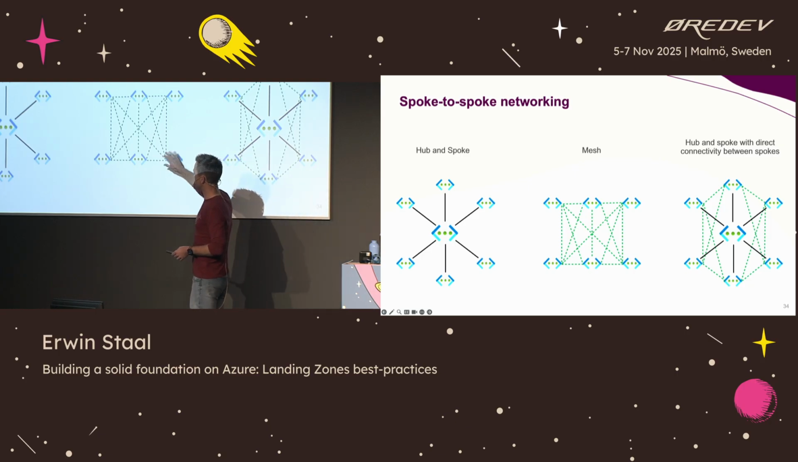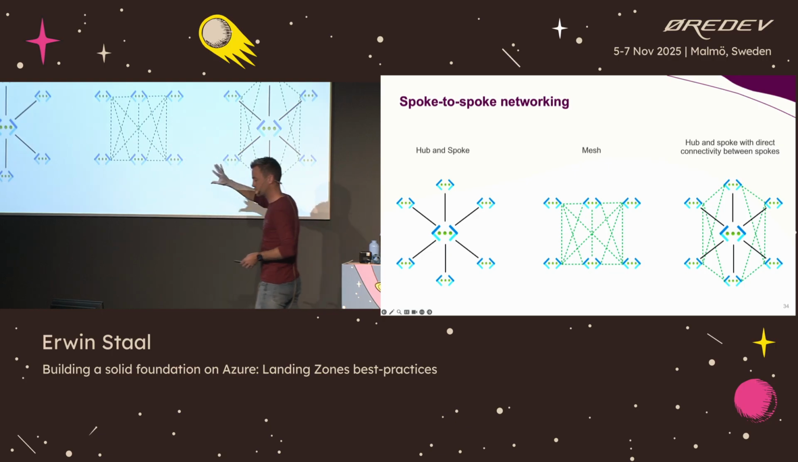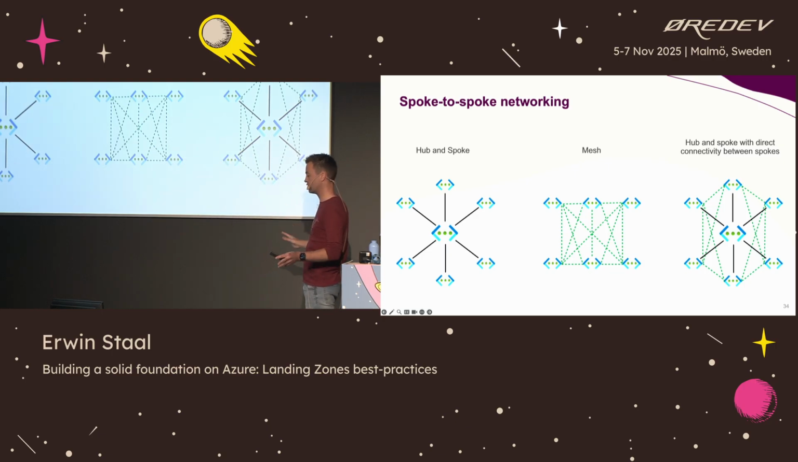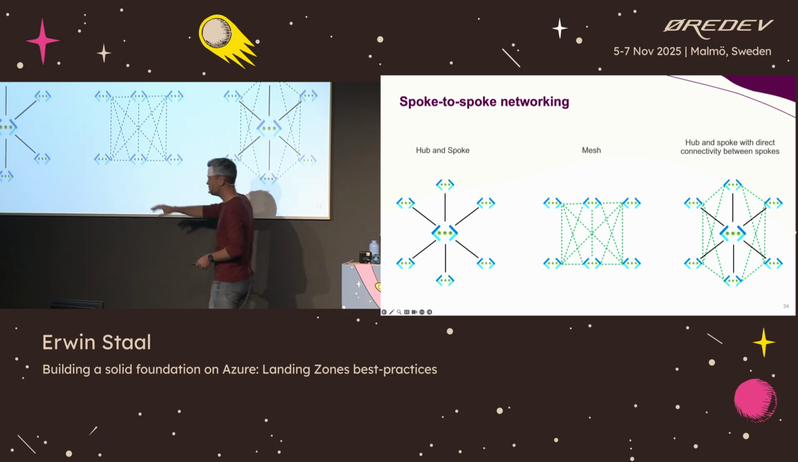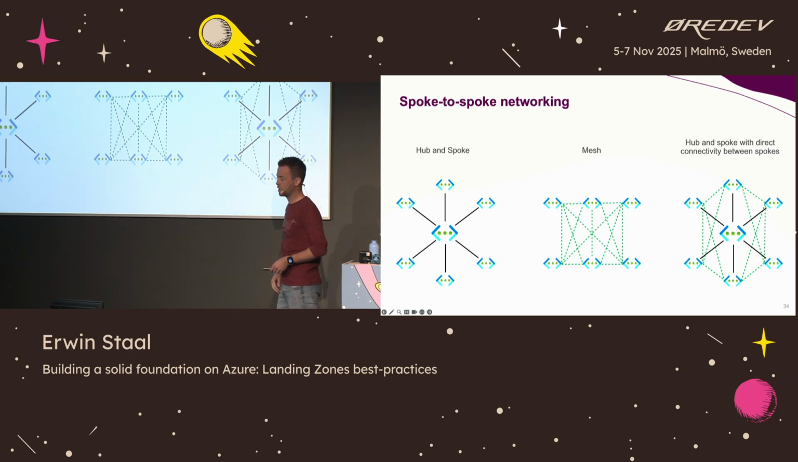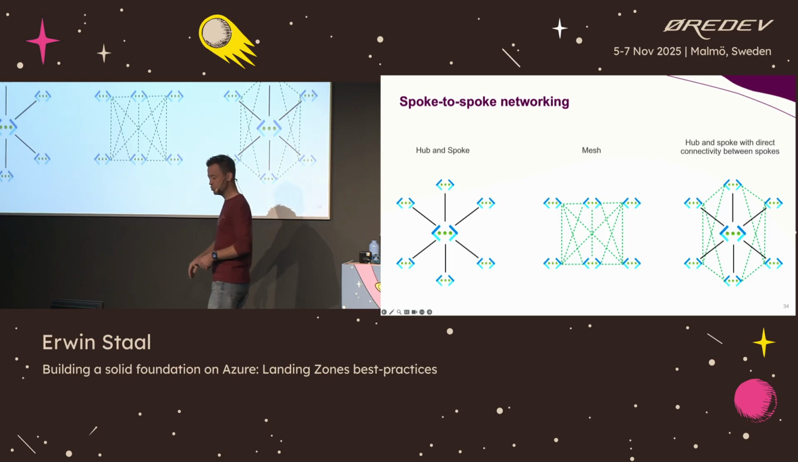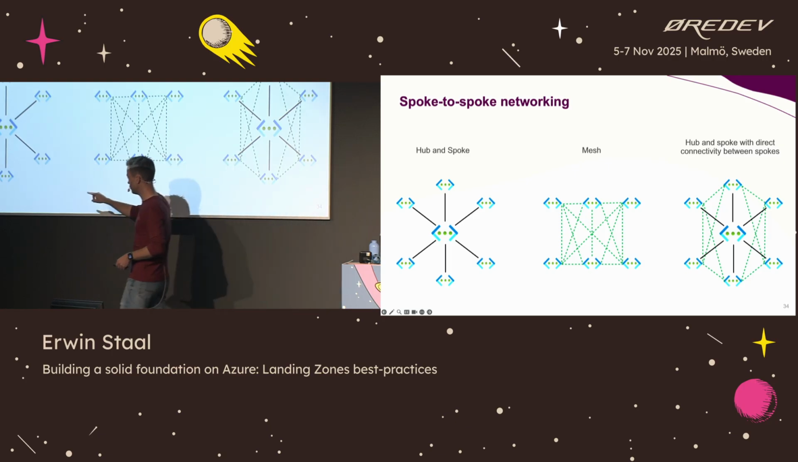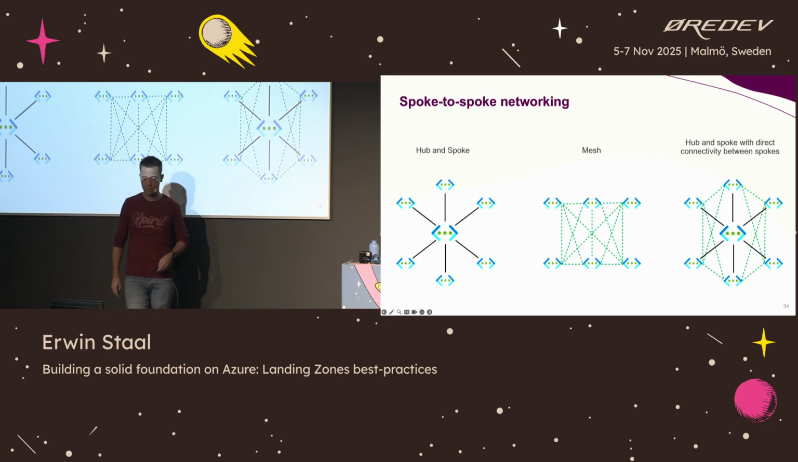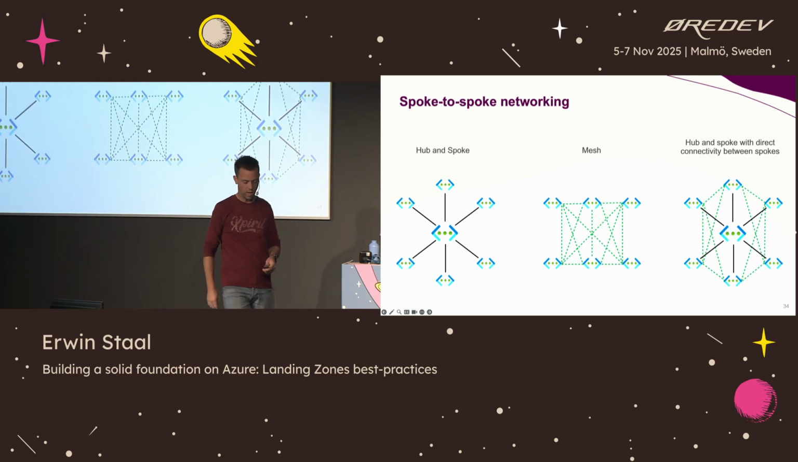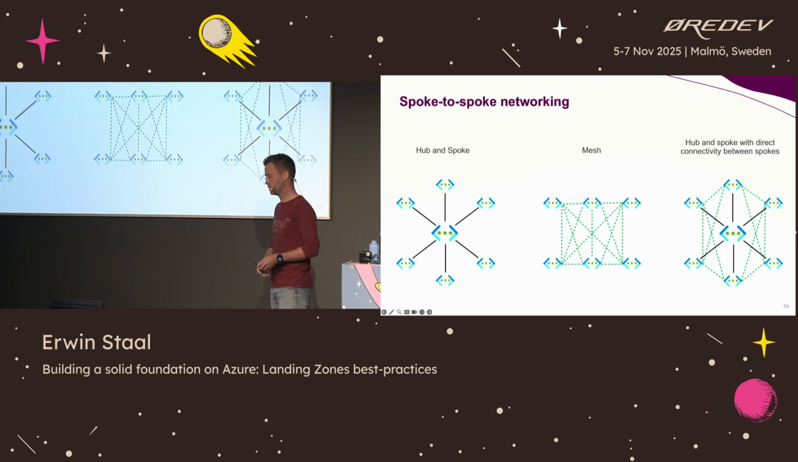Another way to do it is mesh, where basically any network is connected to any other network, so no centralization at all, or a combination between the two. The one that I see most is hub and spoke with a little bit of mesh. So sometimes, for reasons, you do create connections between two individual VNets, between two individual landing zones, but most traffic goes through the hub for central inspection and those kinds of things.